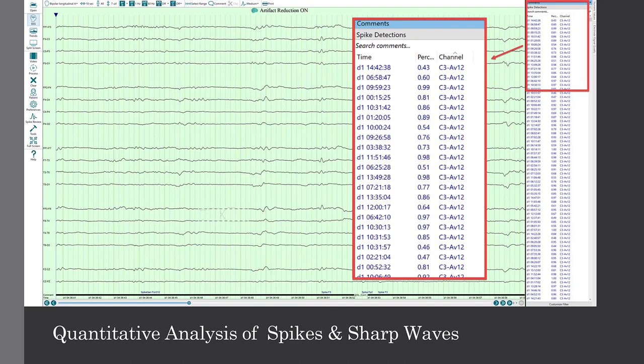I suppose the first one, are there spikes and sharp waves? You can click on those and go to the individual detection. It doesn't really answer well the question of when they're happening, where they're happening, and at what rate they're happening. But this is the way that spike detections were represented at the dawn of automated detection back in the 80s.